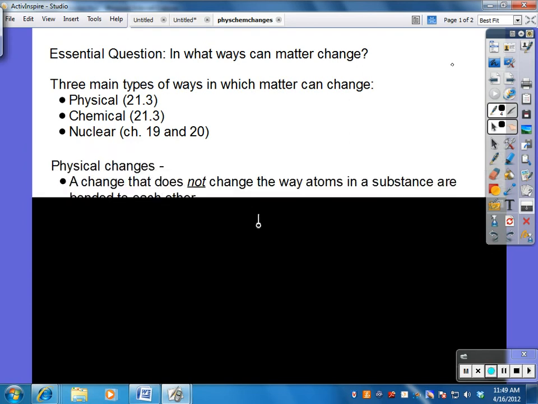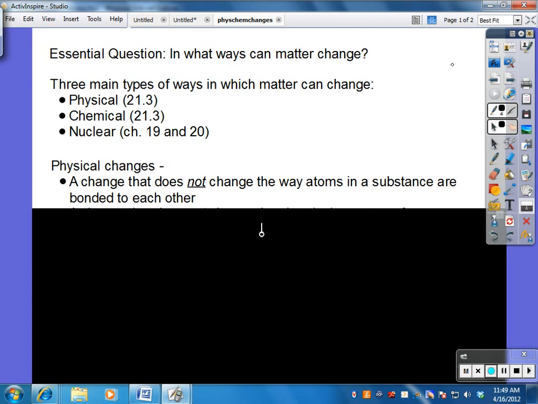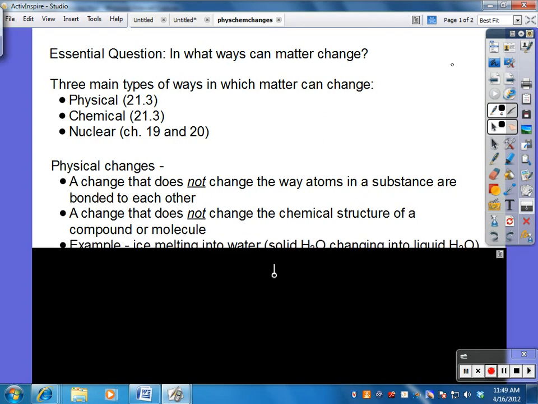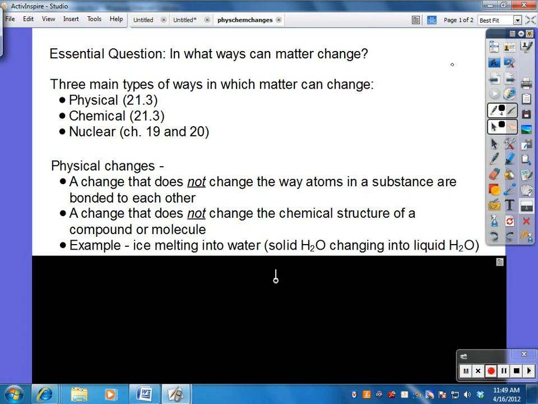So a physical change is a change that does not change the way atoms in a substance are bonded to each other. Another way of saying that is it's a change that does not change the chemical structure of a compound or molecule. Let me give you an example of that. An example is ice melting into water. It's solid H2O changing into liquid H2O.